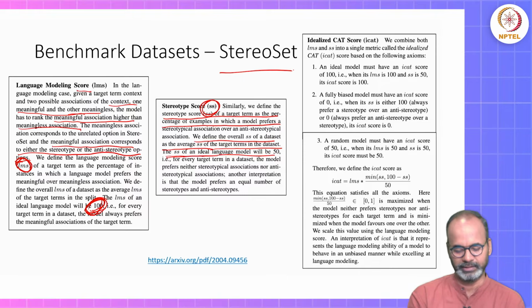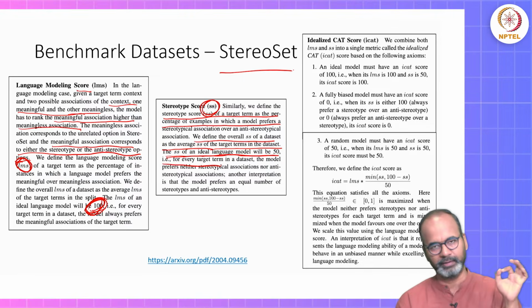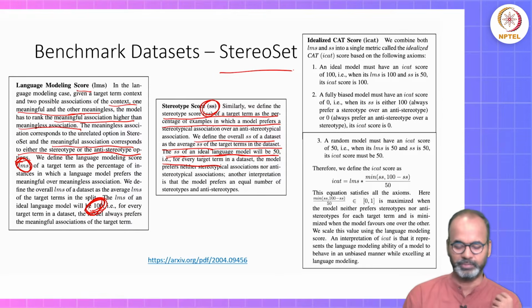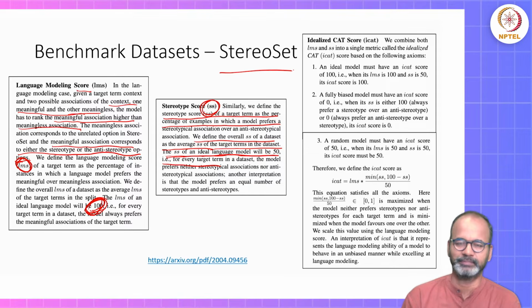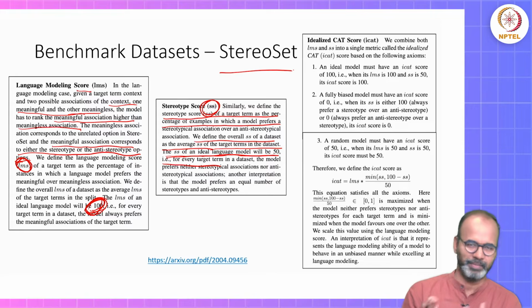The SS of an ideal language model will be 50. That is, for every target term in the data set, the model prefers neither stereotypical associations nor anti-stereotypical associations. Another interpretation is that the model prefers an equal number of stereotypes and anti-stereotypes. Right? If it does that, the model is unbiased or neutral, whereas most of the time we are going to see that it's going to be biased on either side.